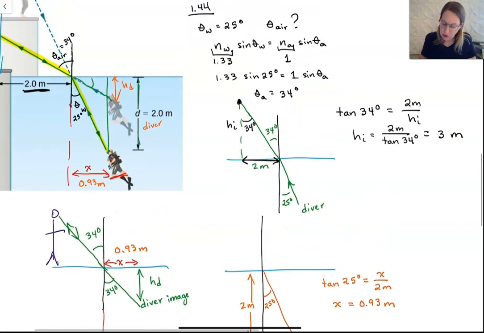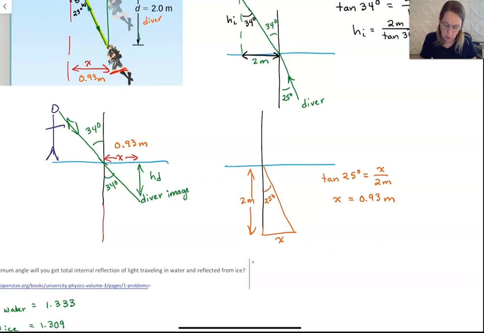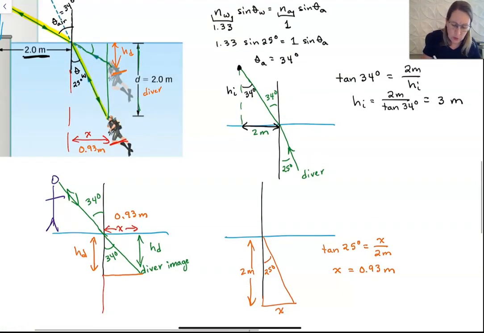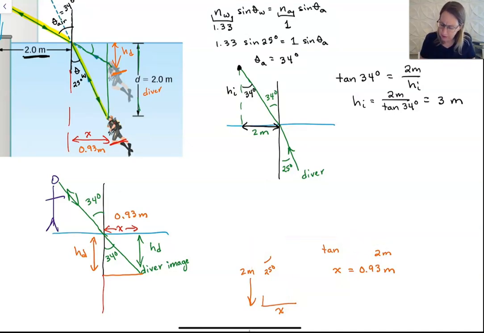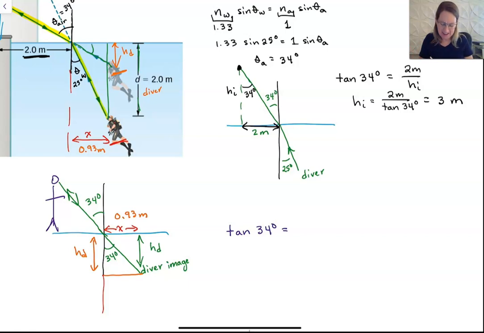Okay, and so from that, I can finally find out where the diver image is by saying, I've got an x of 0.93, and I need to know the height of the diver as seen by the instructor. This distance right here that I've labeled h sub d. So I'll use my 0.93 that I already found, and looking at this geometry again, I have tangent of 34 degrees. I just keep reusing the trig.